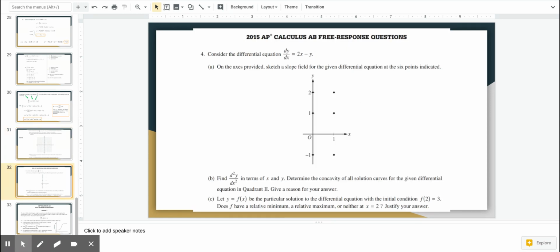For 2015, you can see you have to start with actually creating a portion of a slope field. So that's finding the little line segments, the slopes of the little line segments, and placing them on the coordinates that they give you. Part B, you have to find a second derivative, right? So you're going to have to use implicit differentiation up here and then replace. And from there, you're going to have to determine concavity in quadrant 2. Okay, so think about what your x and y values are in quadrant 2. And then part C is finding a particular solution.